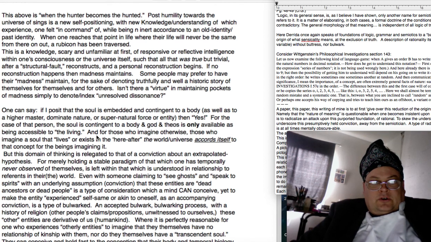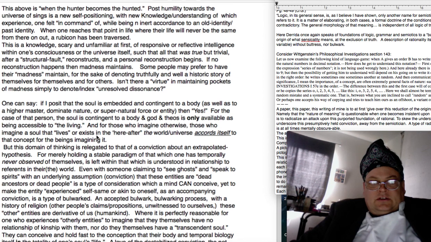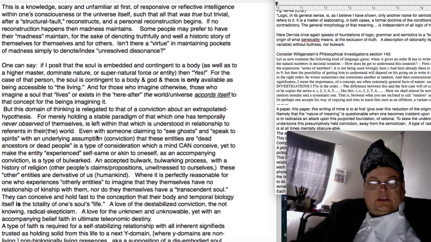Some people may prefer to have their madness maintained for the sake of denoting truthfully and well a historic story of themselves, and for others. Isn't there a virtue in maintaining pockets of madness simply to denote, index, unresolved dissonance?